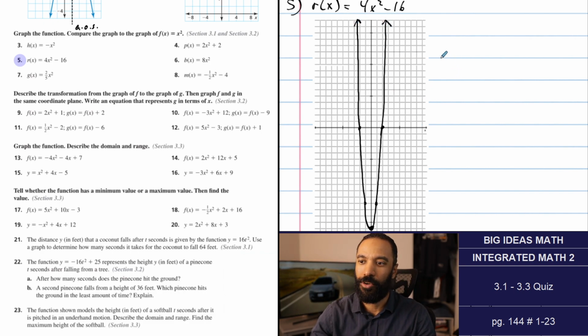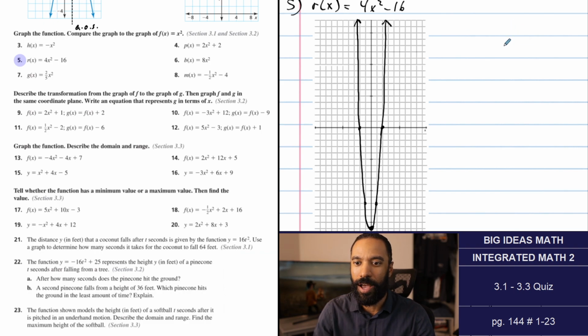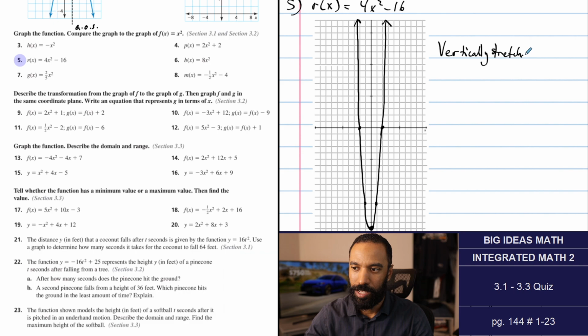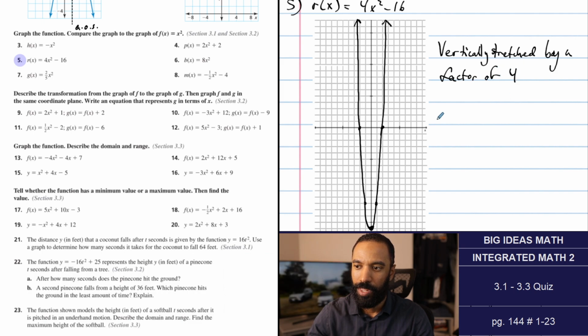So, wow, very tall. Okay, this was a vertical stretch. Now, as much as I shifted down 16 first, I still have to explain A first, because that's technically what happens first. Vertically stretched by a factor of 4. And then we translated 16 units down.